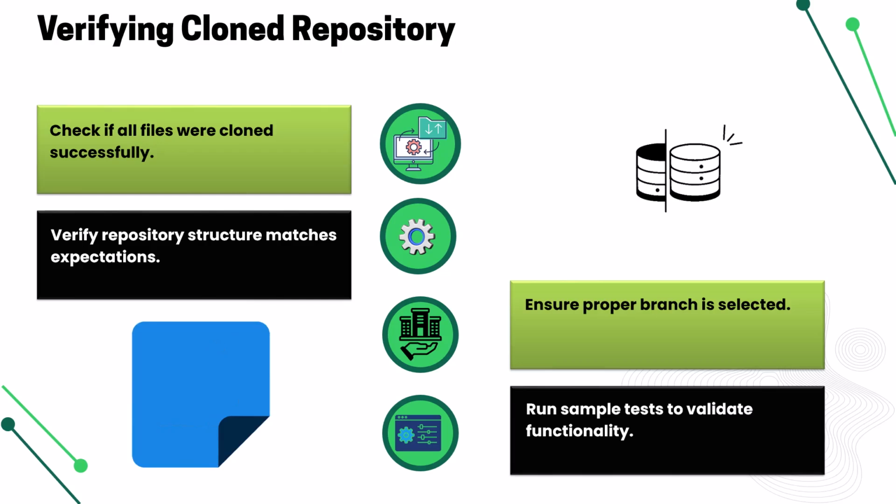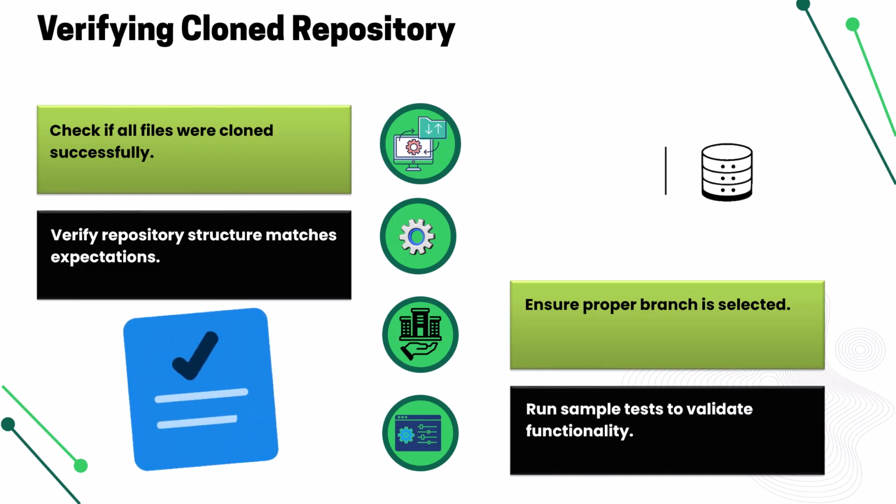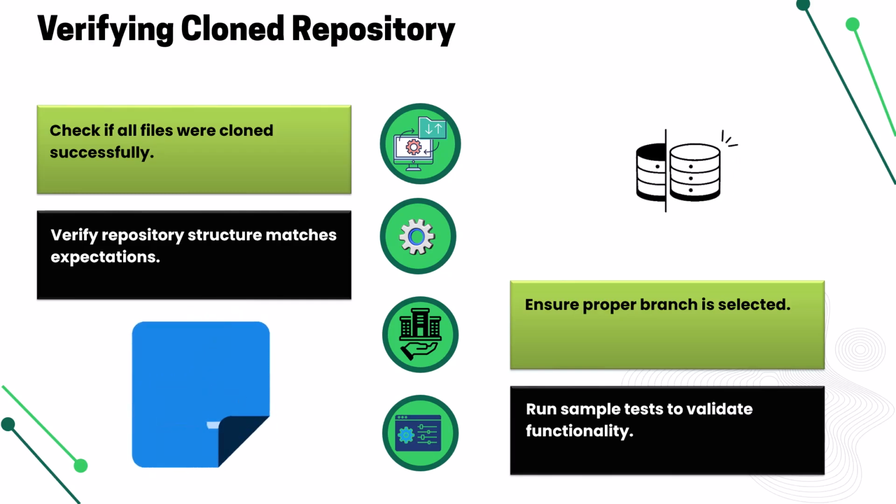Let's not just assume everything cloned correctly, let's check. First, make sure all files are where they should be. Structure matters, so compare it with what you expected. Branch selection. Yes, that matters too, switching branches like changing outfits. Finally, a quick test run ensures everything's functional before moving forward.